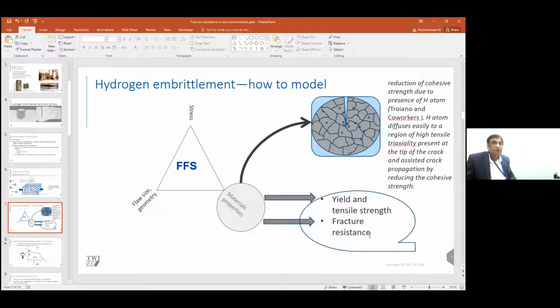We are interested here in fracture resistance because fracture resistance is more prone to drop if interstitial hydrogen atoms are present under applied stress, and they can preferably concentrate at the crack tip where high tensile stress triaxiality exists, and therefore high potential energy.